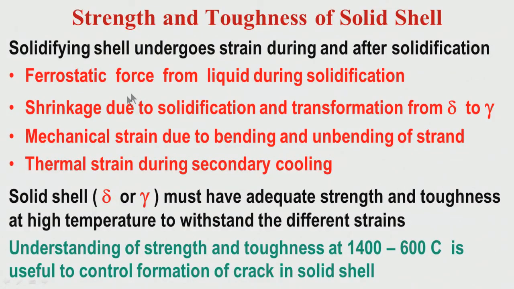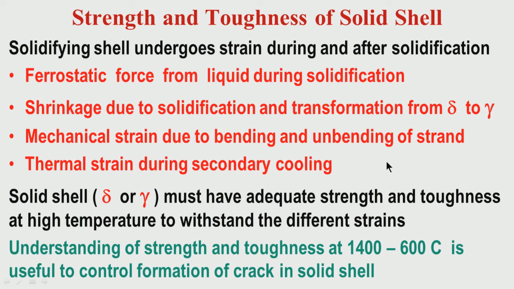If it can withstand, there will be no crack. The continuous cast product will be devoid of any defect, no crack formation. But if the solid shell cannot withstand some of the strains, whether it is ferrostatic, shrinkage, mechanical strain or thermal strain, they are getting created at different temperature zones. All are not valid at all temperature zones. So at different temperature zones, different strains are getting created.